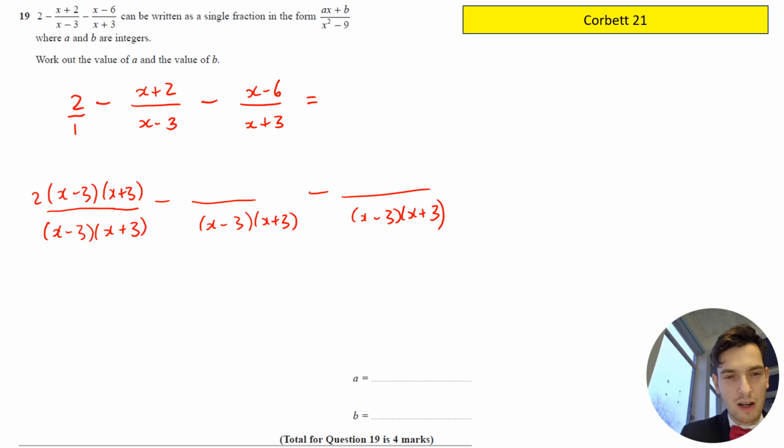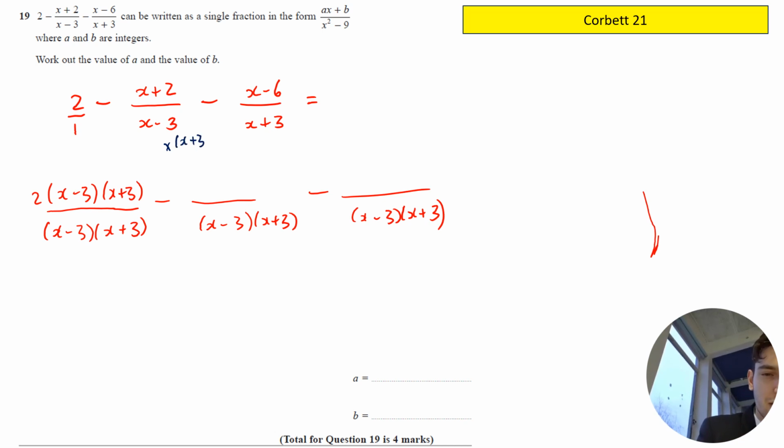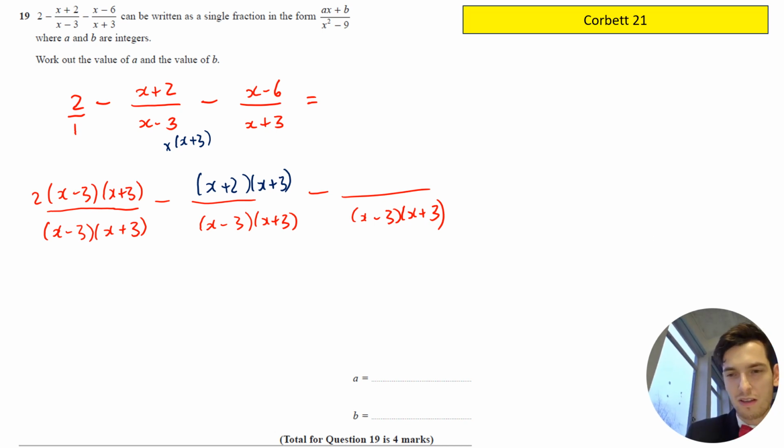The next one, well, how do I get from x minus 3 to x minus 3 times x plus 3? Well, I think I'm going to multiply by x plus 3. So that's going to be x plus 2, x plus 3. Next one, how do I get from x plus 3 to x minus 3, x plus 3? Well, I'm going to multiply by x minus 3. So that's going to be x minus 6, x minus 3.